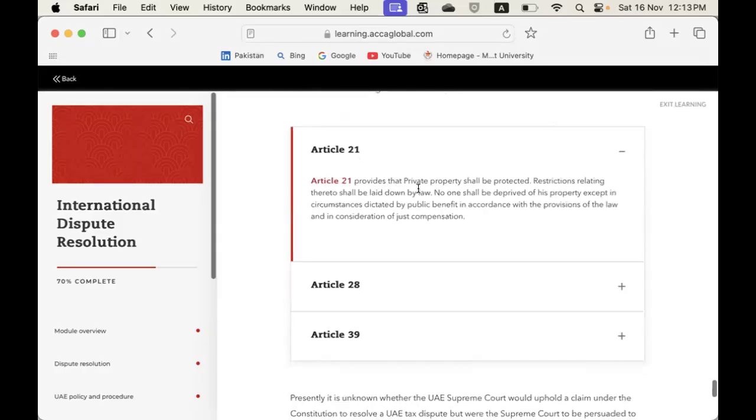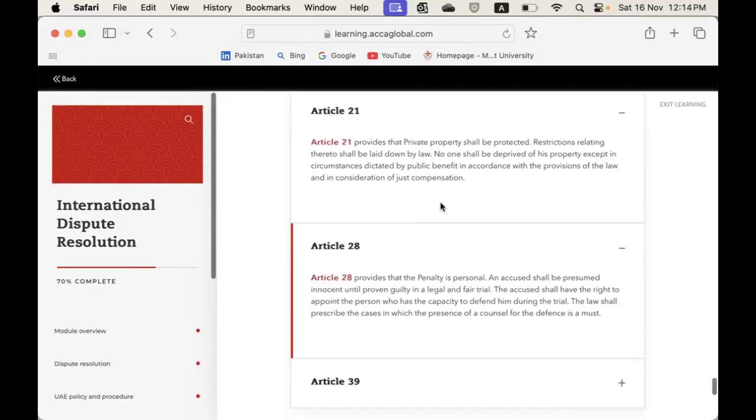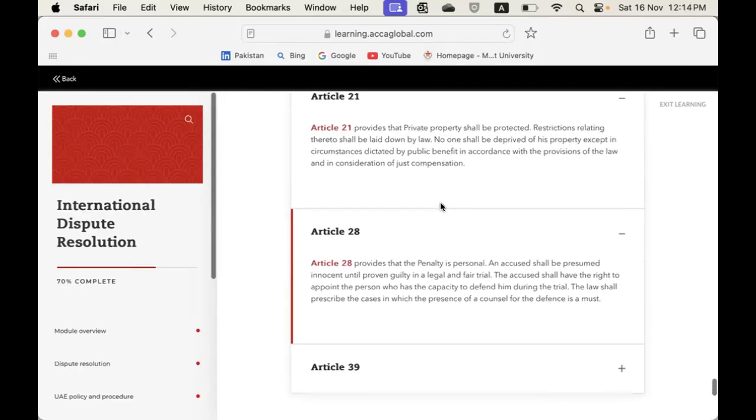Article 21 provides that private property shall be protected. Restrictions relating thereto shall be laid down by law. No one shall be deprived of his property except in circumstances dictated by public benefit in accordance with the provisions of the law and in consideration of just compensation. So again, the compensation angle has been mentioned, the public benefit angle has been mentioned, which are the common features that we studied earlier in the case of expropriation of foreign assets. That was Article 21 of the UAE Constitution.